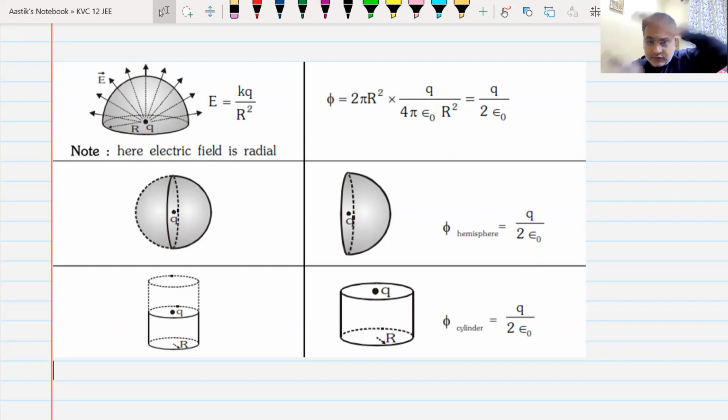You enclose it with one more hemisphere, and now the charge will be at the center of that bigger sphere. So flux through any one of the parts will be q by 2 epsilon naught. Do we understand this? This is how it is done. I did it with the electric field method. Then you have a charge at the circular part of a cylinder. You put one more cylinder, q by 2 epsilon naught. Do we understand this?